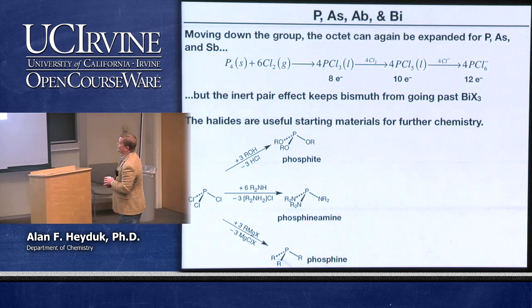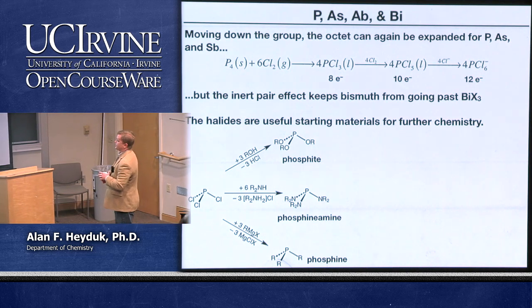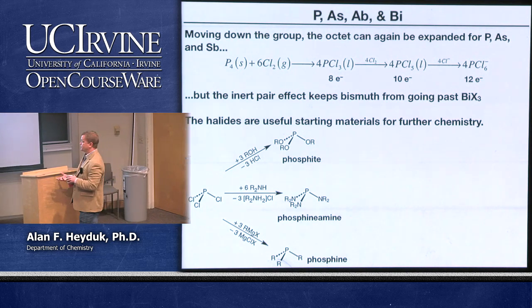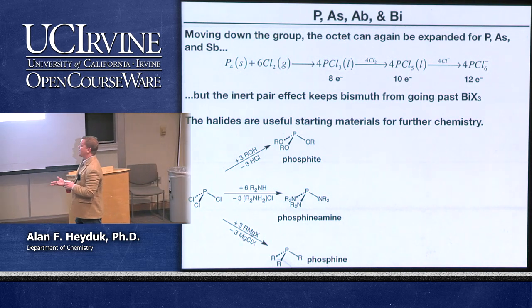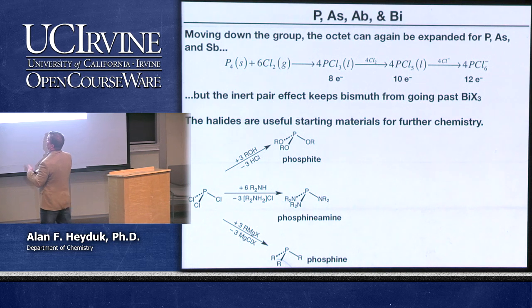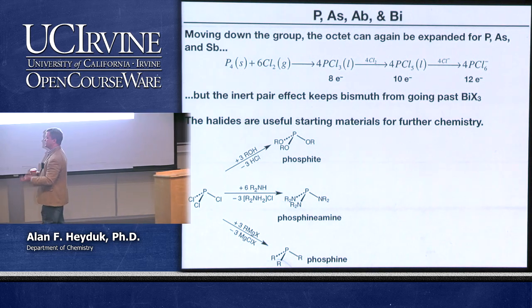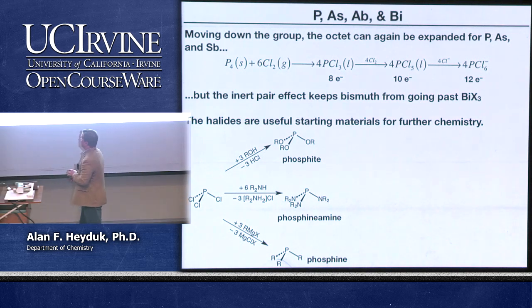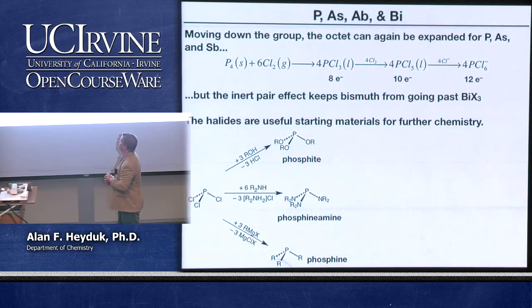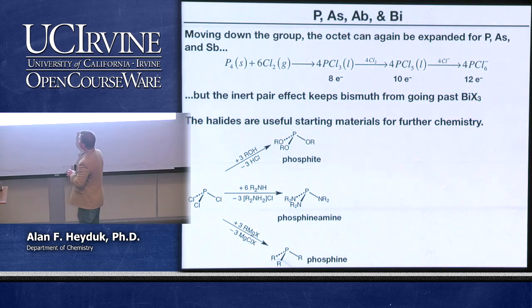So if you take phosphorus trichloride and react it with alcohols, like I said, PCl3 is very sensitive to water. It's also very sensitive to alcohols. You immediately lose HCl and you generate phosphites. So in this case you have 3 phosphorus oxygen bonds and then whatever R group you want on the phosphine.